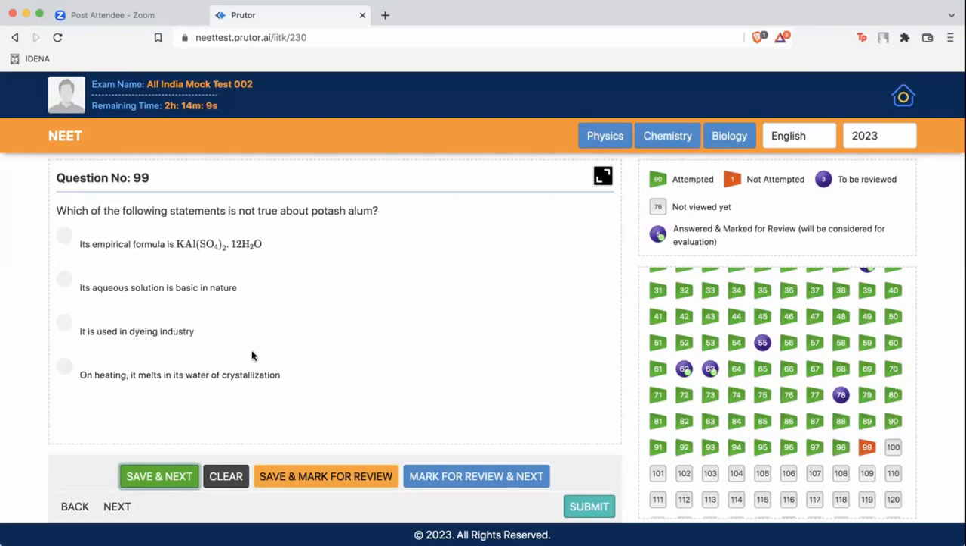The following is not true about potassium. The first option is correct. Its aqueous solution is basic in nature. It is used in the dyeing industry, yes. And heating it melts in its water of crystallization. I guess the fourth option is true. Lead is only slightly attacked by dilute hydrochloric acid because a PbO2 film is formed, which resists chemical attack. PbO2 or PbO? I think it's PbO2 only, the oxide film.